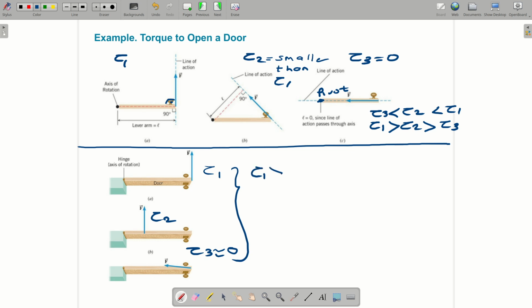Tau 1 is larger than tau 2, larger than tau 3. Tau 2 is smaller, notice here, because it's applied to a closer distance. If this was R1, R2 is smaller, and tau 3 is almost 0 because F is almost parallel to the door. So some logical questions might appear in this format.